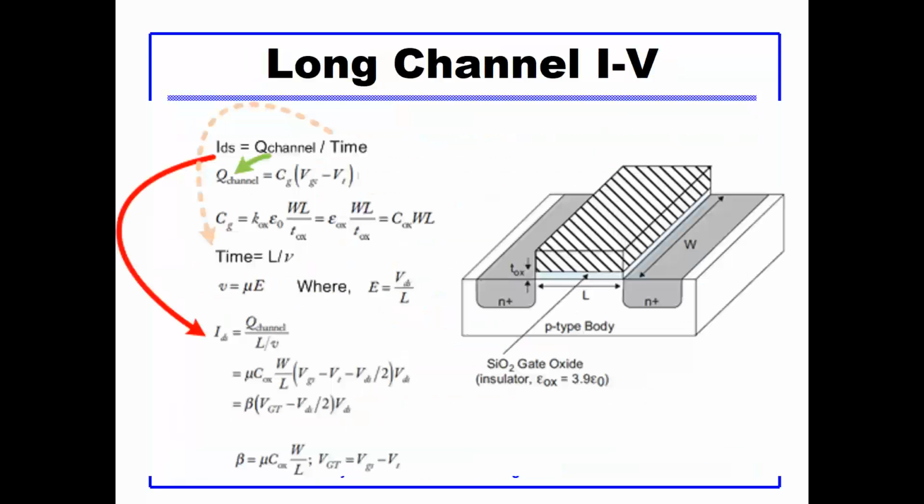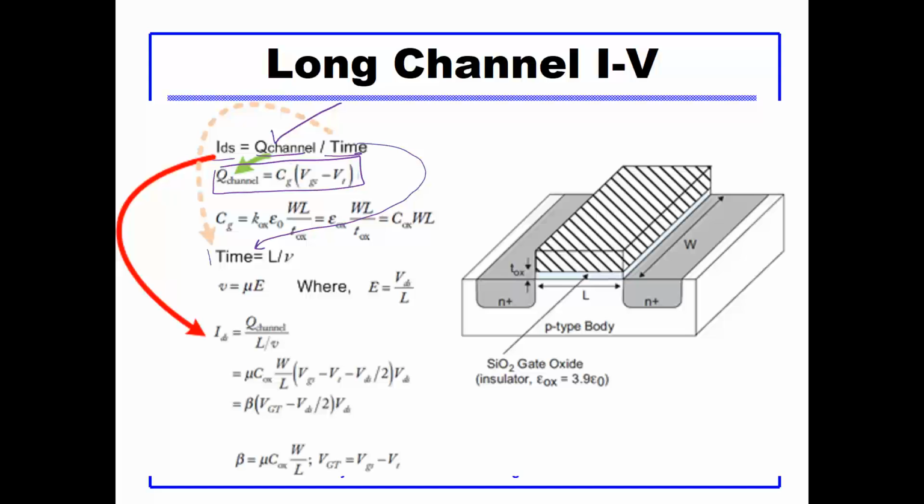Okay, so now let's go back. IDS is the Q in the channel over the time. We found out the Q, right? So the Q is computed already. Now we need to estimate the time.